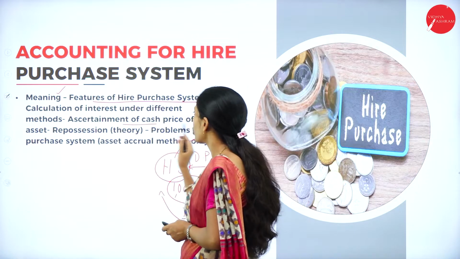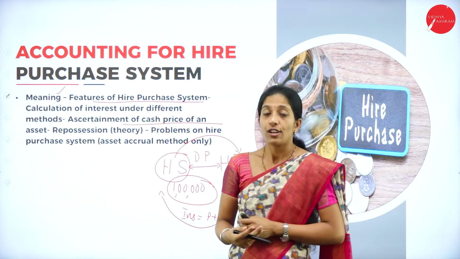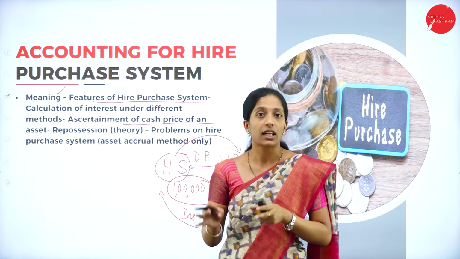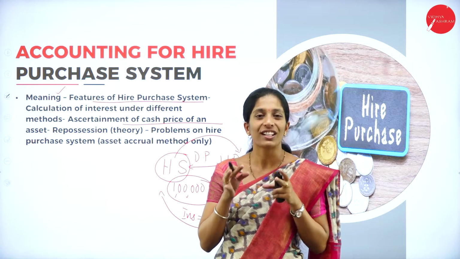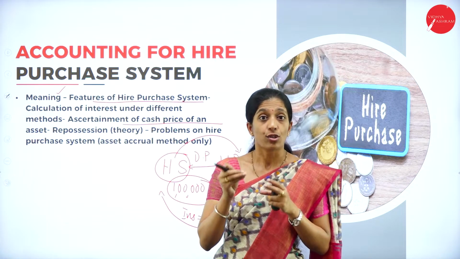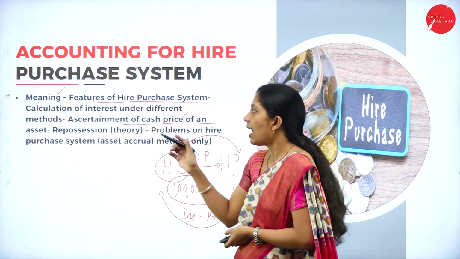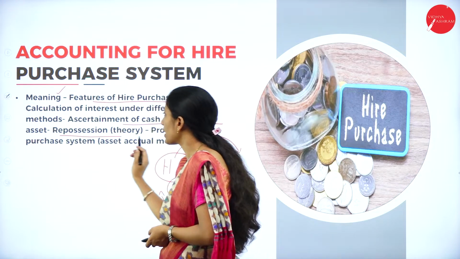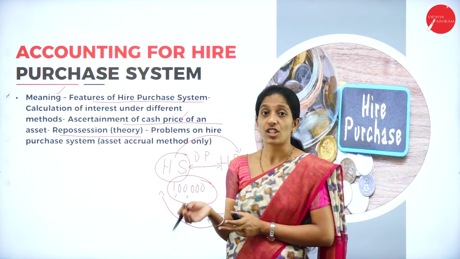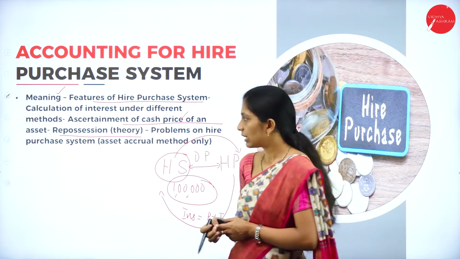Then ascertainment of the cash price of an asset. In certain problems, they will not give the cash price of the asset. We don't know the actual value of the asset, so we have to find that out, and that is known as the cash price of an asset. And we have a theory on repossession. So what is this repossession? We will have to learn the theory here.